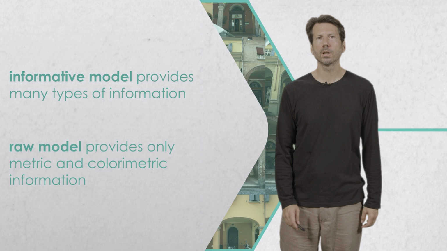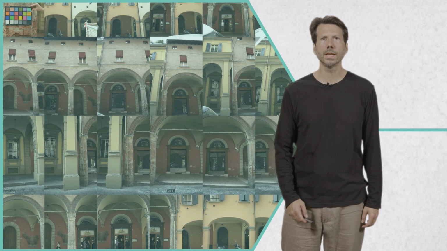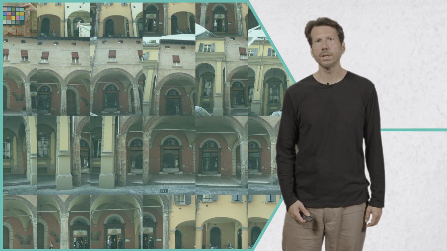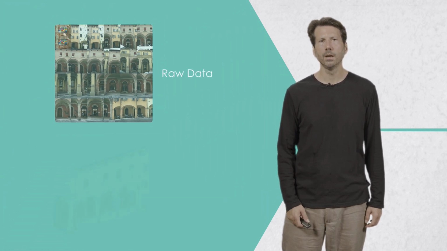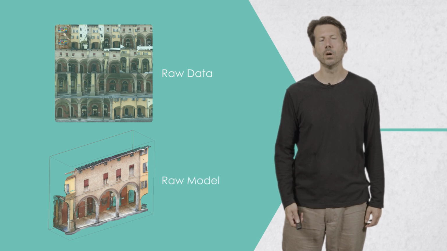Raw data, in our context, refers to all the raw digital data that has not yet been processed and is different from the raw model because it may not be a complete three-dimensional form yet. For example, the pictures for a photogrammetric reconstruction are raw data, while the 3D model obtained with digital photogrammetry is a raw model.